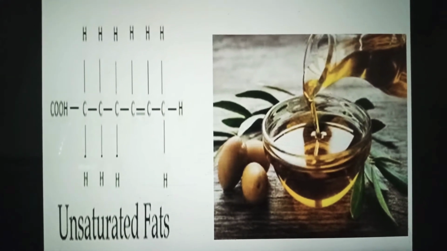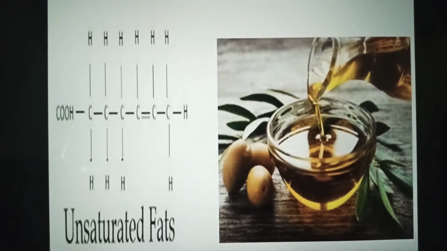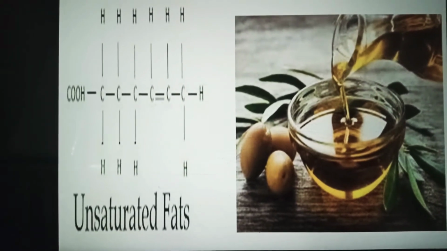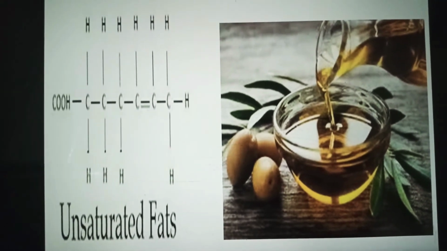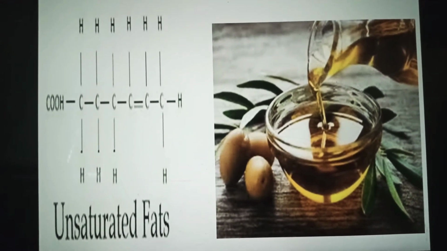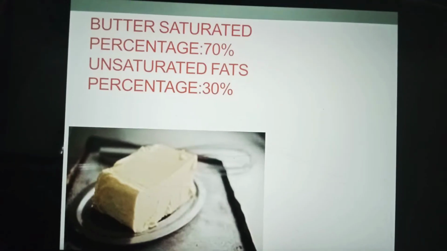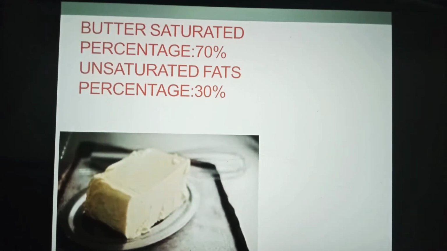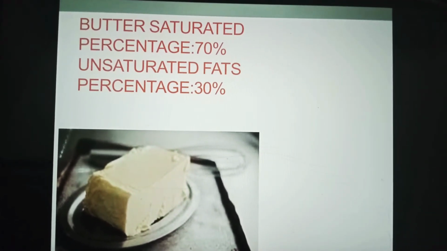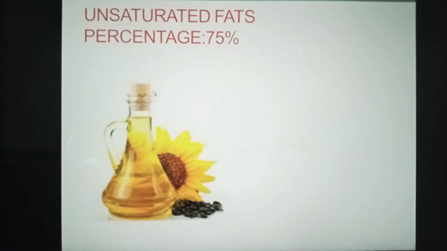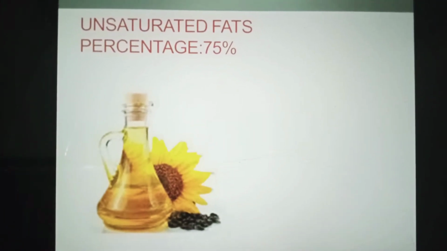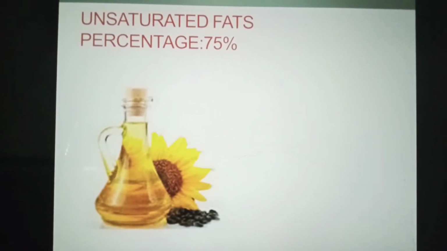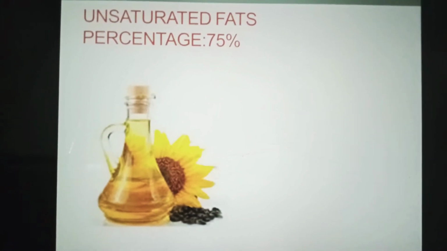Unsaturated fats are liquid at room temperature, and there is a double bond. And unsaturated fatty acids have some of their carbon atoms double bonded in place of a hydrogen atom. I have discussed the saturated fat percentage and unsaturated fat percentage in butter. Did you know that the unsaturated fat percentage in sunflower oil is 75%?